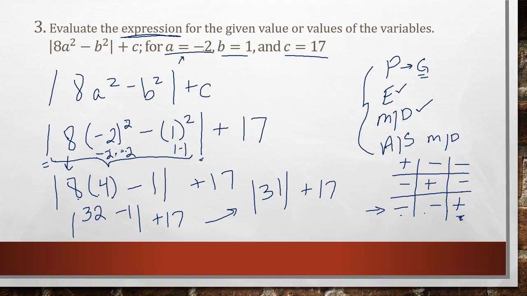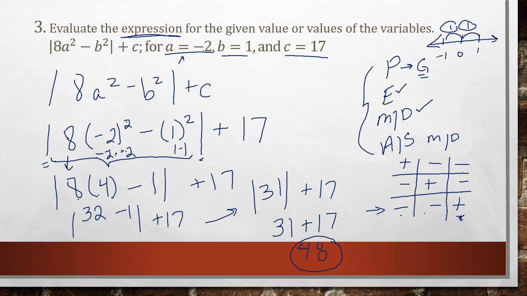Now remember, absolute value, if you look at a number line, I'm going to write it up here, the absolute value of any number is just the distance it is from 0. So the absolute value of negative 1, that's 1 away from 0, and the absolute value of positive 1, that's 1 away from 0. So the absolute value of negative 1 or 1, either one, is still just 1 because the distance is 1. So for 31, the absolute value of that number is going to be 31 because it's 31 places away from 0. And then we bring down our plus 17, and when we add that up, we get 48.